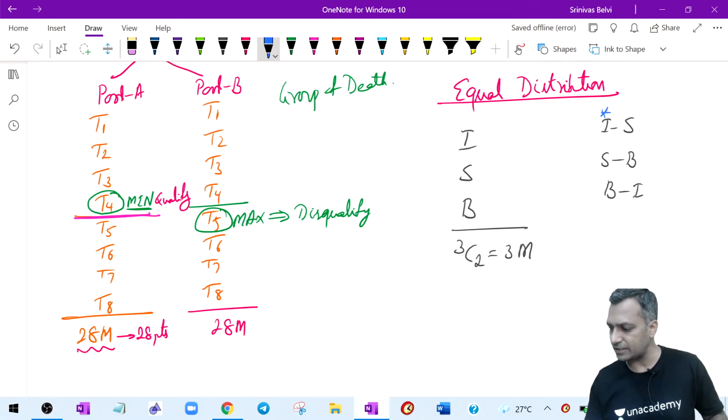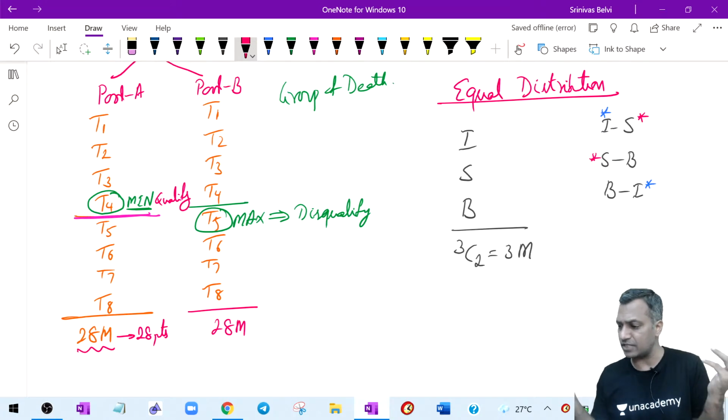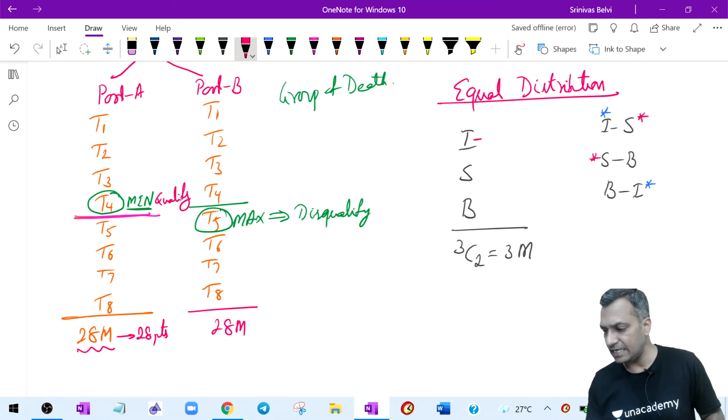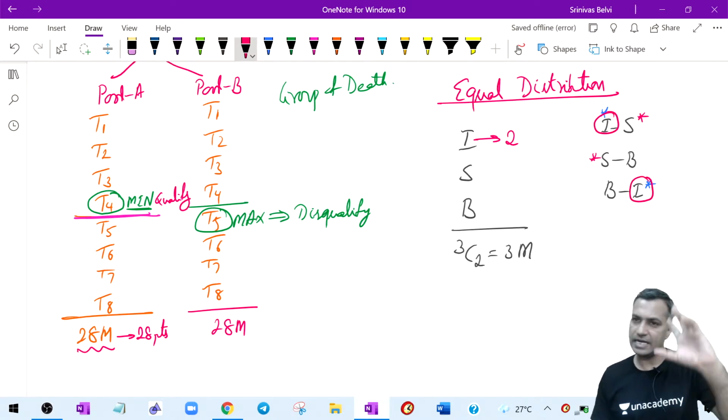Yes. India played 2 matches, Sri Lanka also played 2 matches, and the remaining are the 2 matches of Bangladesh. Everybody played 2 matches there. One possibility: India can win both the matches.